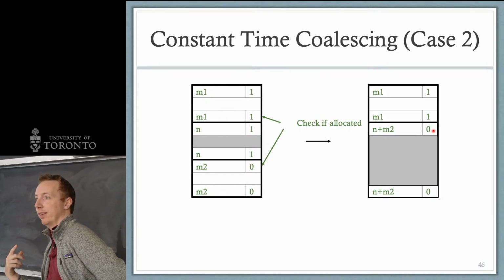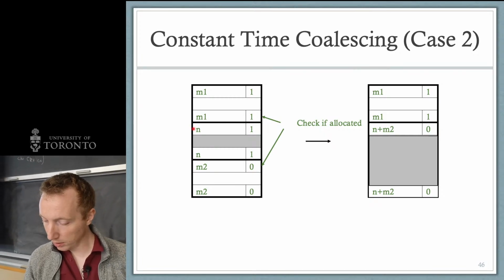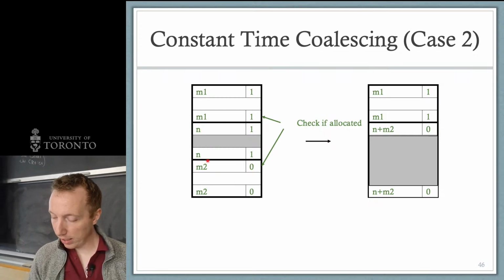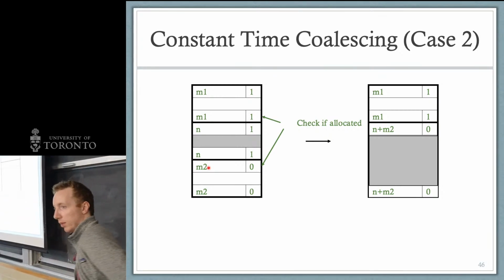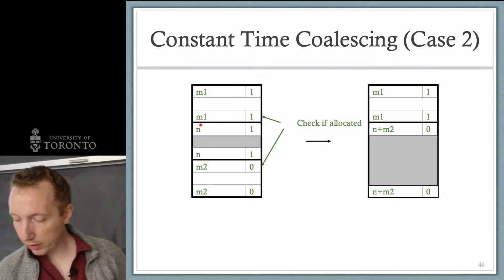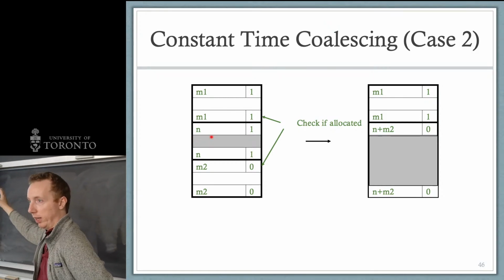Since we lose two headers in the middle, shouldn't we increase the amount of free space? So this N and M2 include the header space, yeah. So if we're using two headers, this space in between, we can use N minus 2 for the allocation.